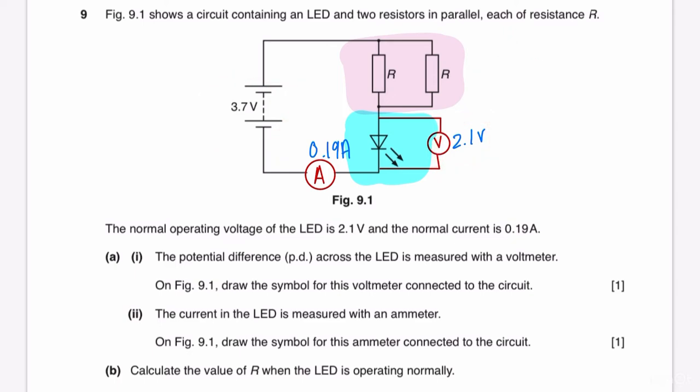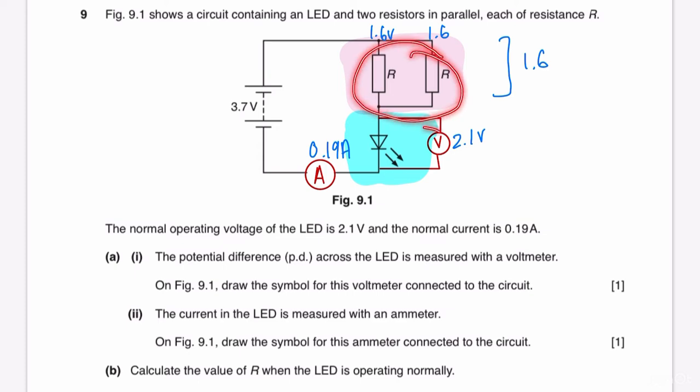Toh iski total voltage hogi 1.6. Now, when something is in parallel, I'm talking about both of these R's. They're both in parallel. It will have the same voltage. So they both will be 1.6 volts each. Take it? Now we know the voltage of everything. Let's go on to finding out the current of everything.